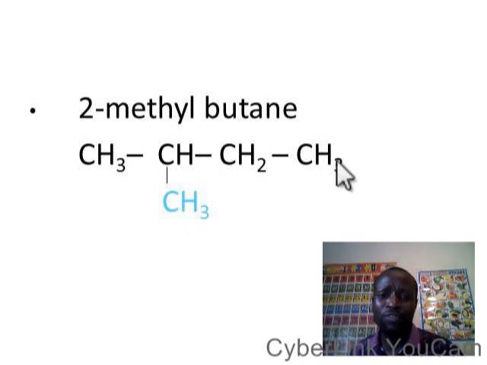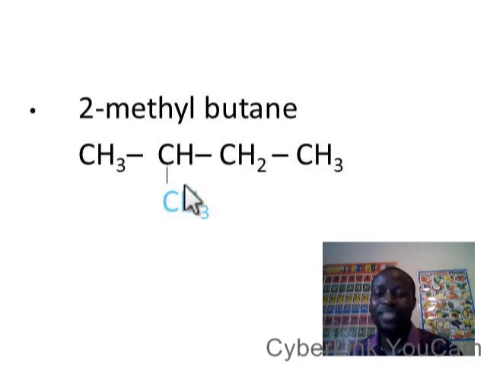If you start counting from here, 1, 2, this will become 3-methylbutane, but it's wrong because you have to move from here, from the shortest distance. If you come from here, it is 1, 2. But if you come from here, it is 1, 2, 3. Now, 3 is longer than 2 and we will pick the shortest distance. So that's why 2-methylbutane is preferred and correct.